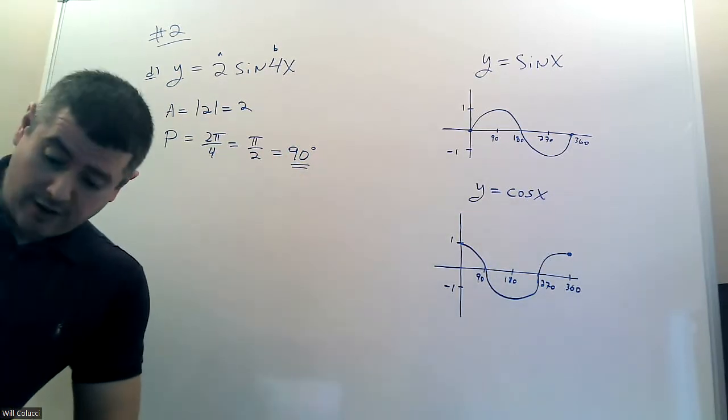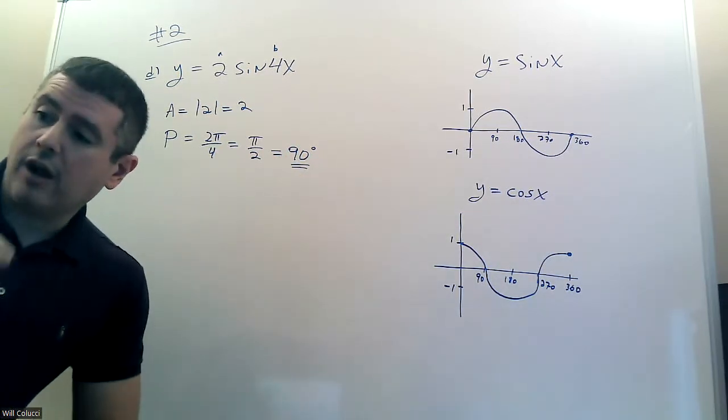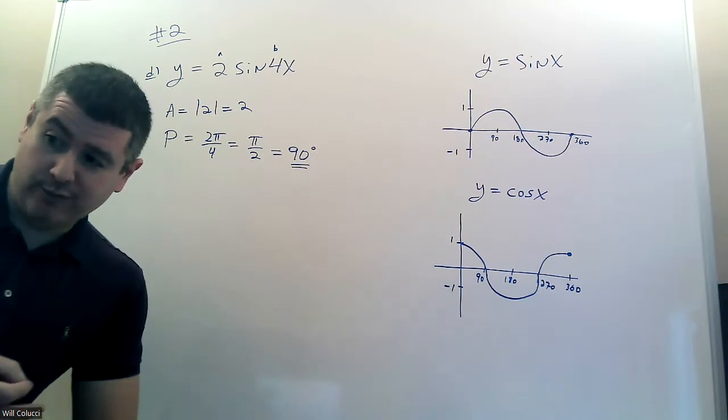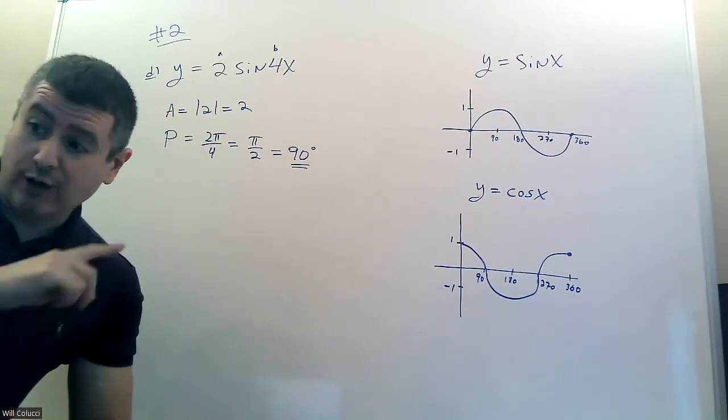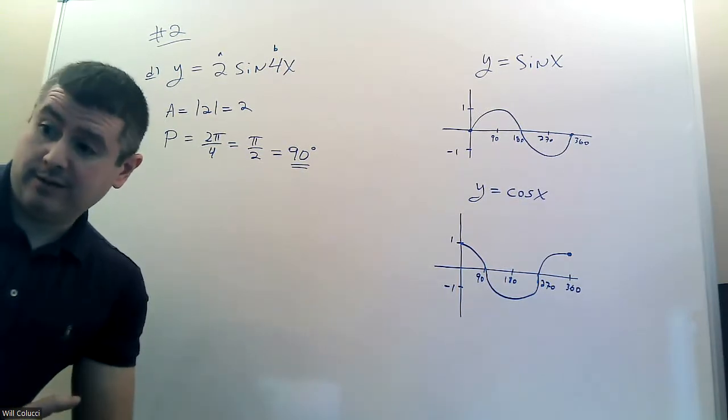Because I know I'm going to graph it. So again, what does the period represent? How long it takes you to make one full cycle. That's what it means. How long? So it only takes you 90.